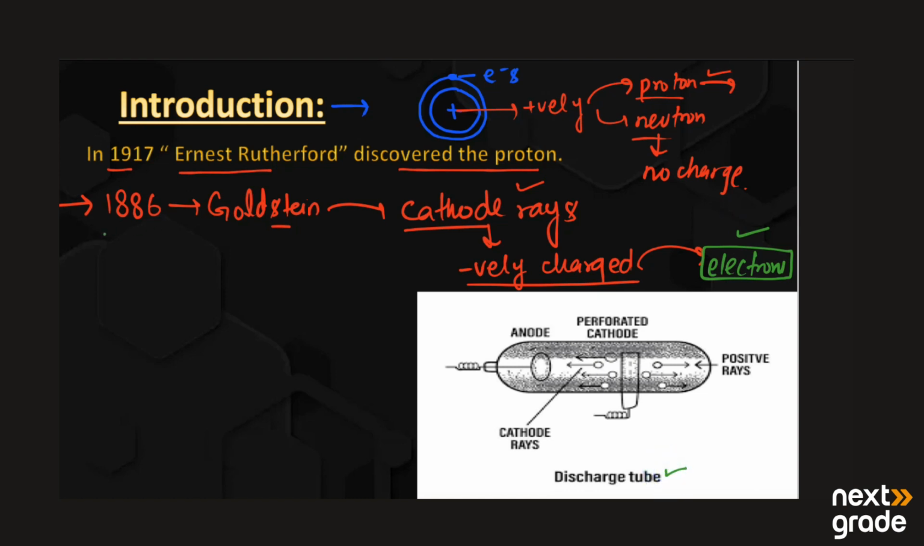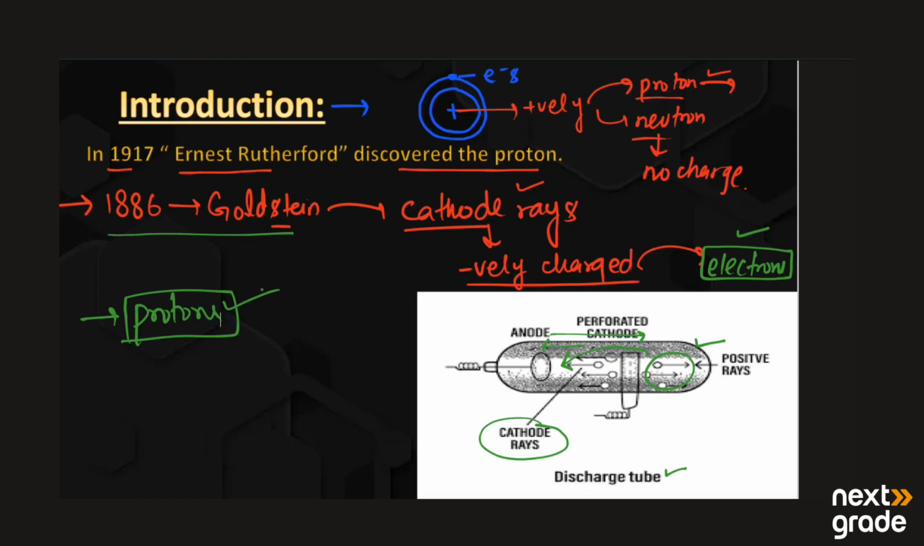The scientist Goldstein also observed that along with the production of the cathode rays in the discharge tube, there are also other rays traveling in the opposite direction to the cathode rays. As the cathode rays are moving from left to right, there are other rays moving from right to left in the discharge tube. So, he called these rays protons. So it was the start of the discovery of the protons.